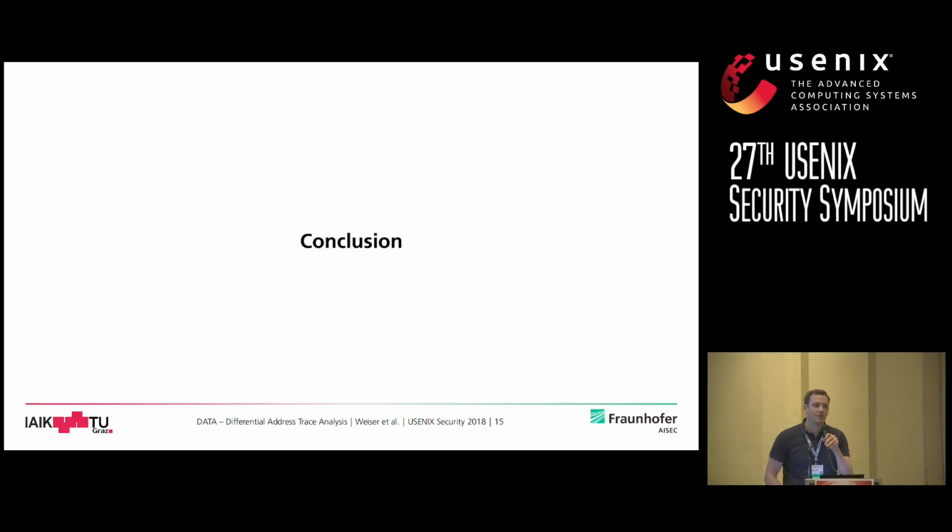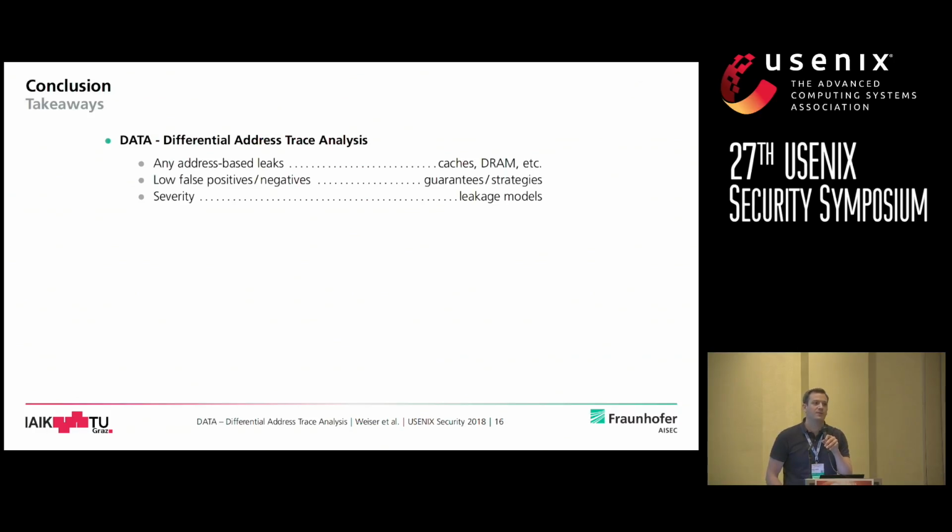All right, that already brings me to the conclusion. So DATA is a tool that helps you find address-based leaks, leaks that can eventually be exploited via caches, DRAM, or other microarchitectural units. We provide statistical guarantees to reduce the number of false positives and also deploy a number of strategies to reduce the number of false negatives. And we also provide a way to prioritize leaks based on leakage models.